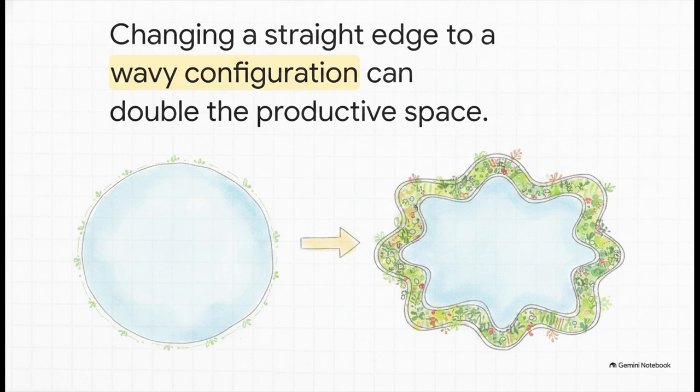Let's say you're building a pond. If you change its edge from a perfectly straight circle to a wavy, lobular shape, you can literally double the effective circumference. Without requiring even an inch of extra land, you've just doubled the space available to plant highly productive edge species. It's a total game changer.